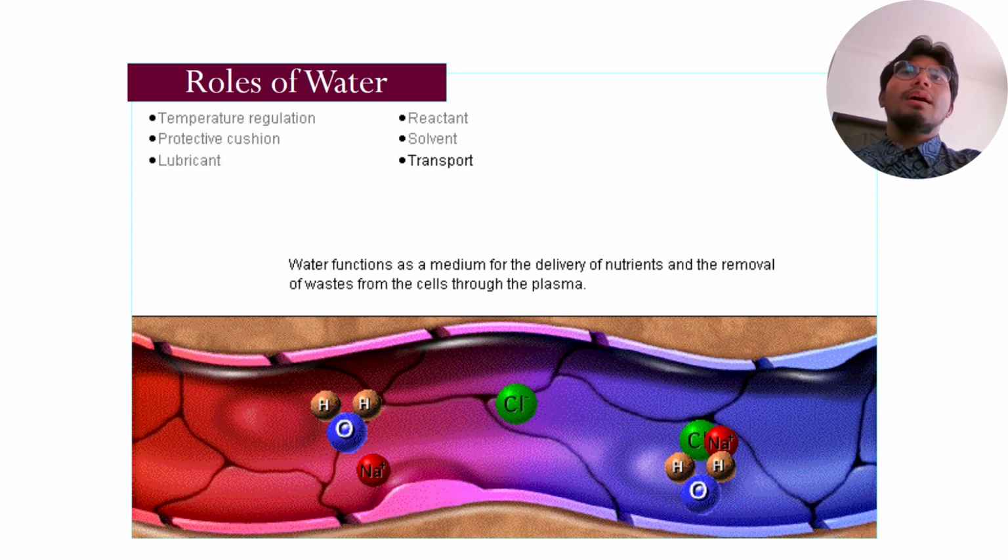As I said before, the highest percentage that contributes to the total body mass of a human being is water. So water plays vital functions in the human body. For example, it is involved in temperature regulation. It provides lubrication for physiological processes in the human body. It is also involved in transportation and so on. So meaning to say, we need to consume a sufficient amount of water for good physiological processes.